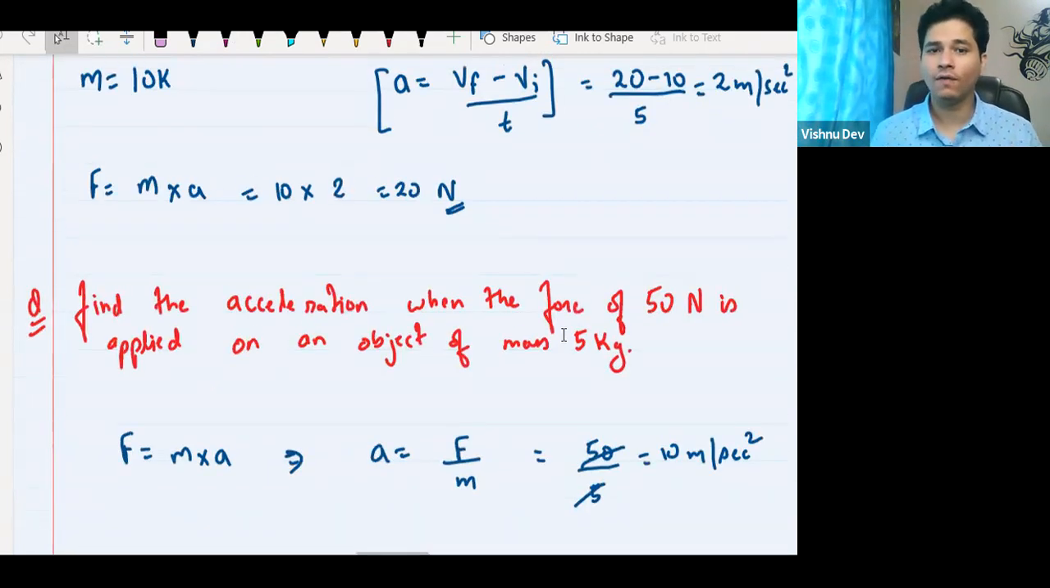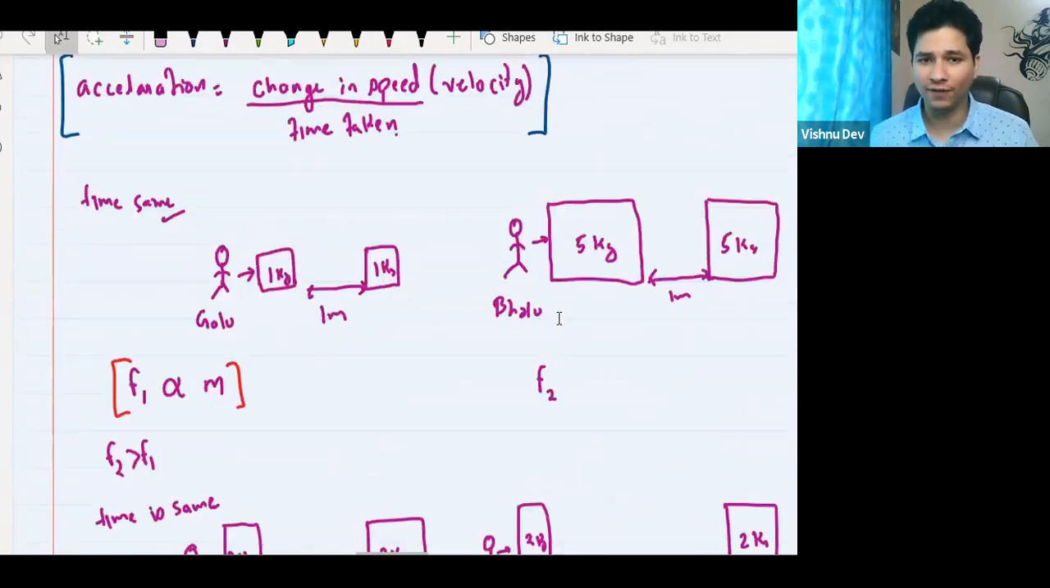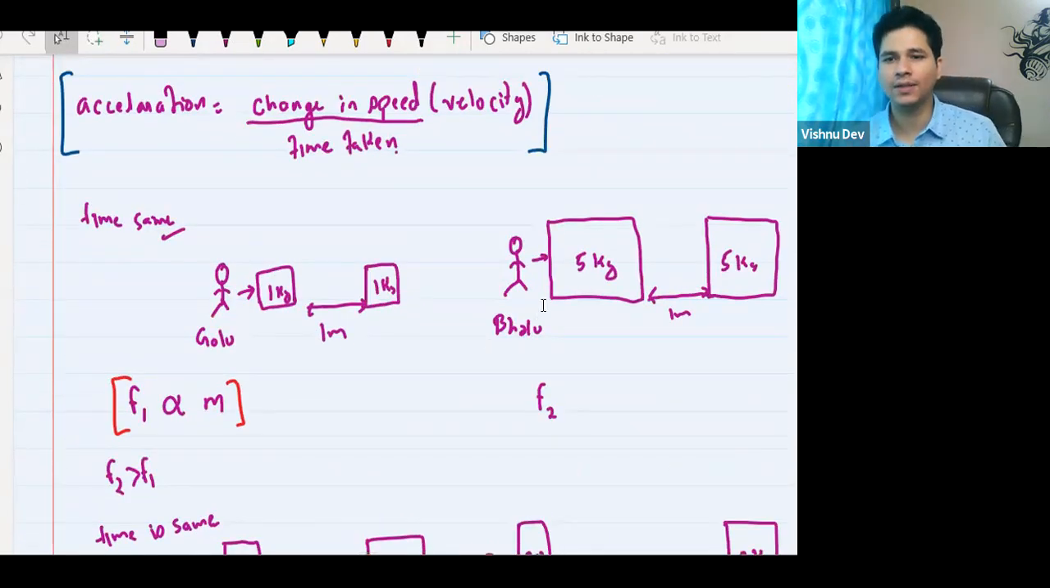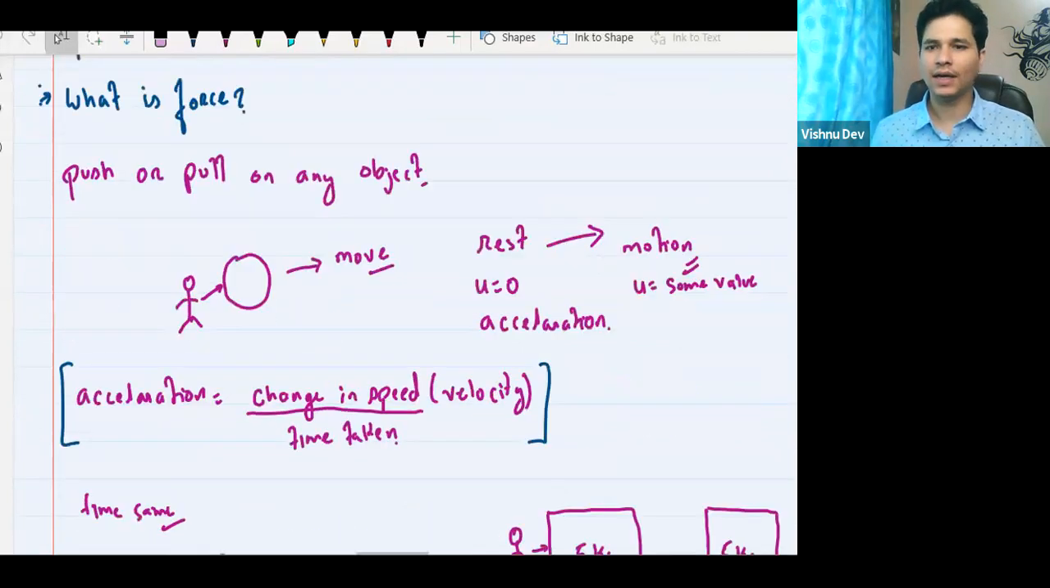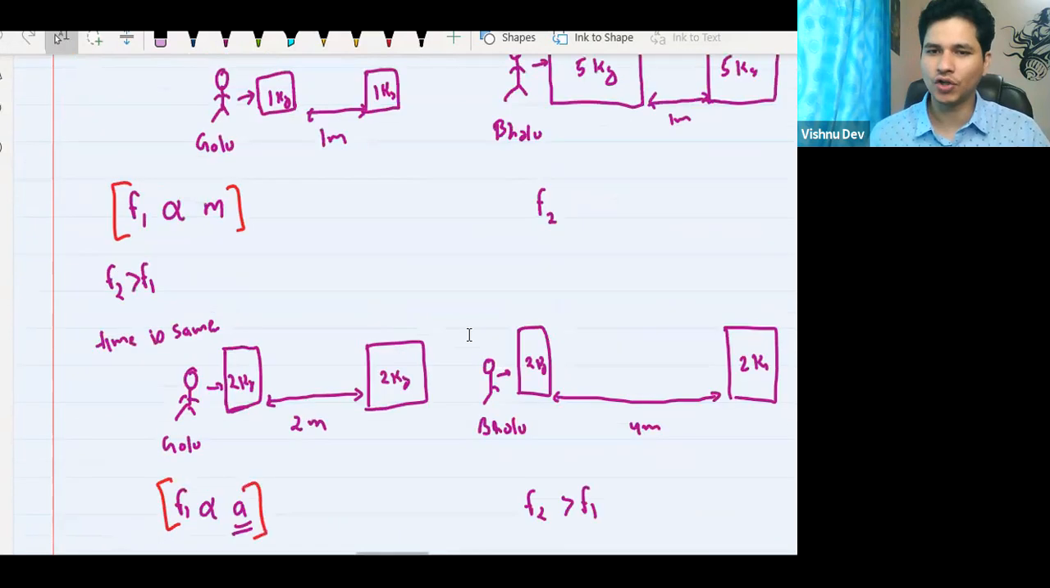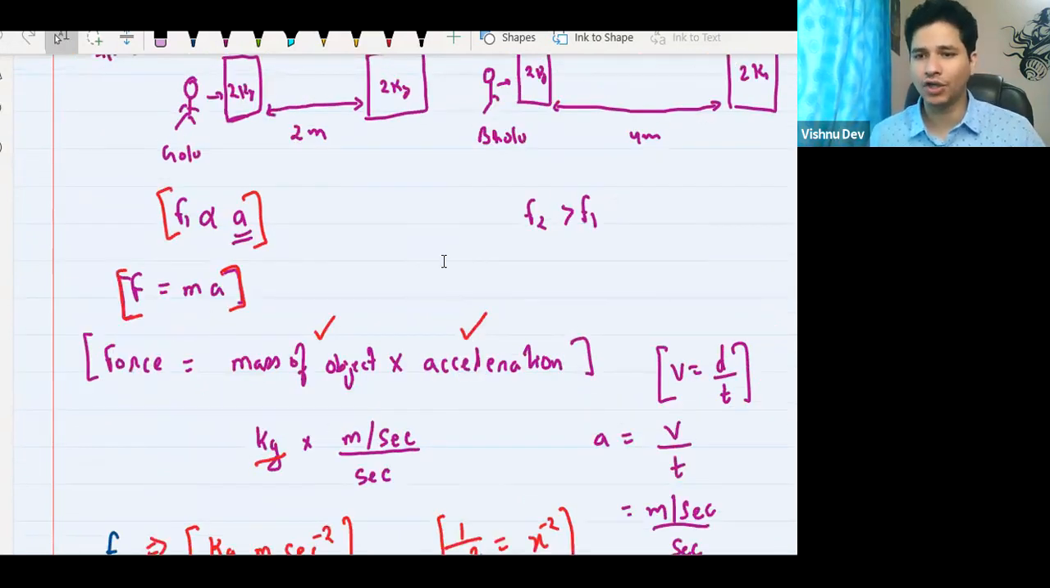In the last class, we talked about force. What is the basic formula of force? Can anyone tell me? Tell me, guys. Mass into acceleration. Message in the chat box. Yes, mass into acceleration. Correct. We have derived it also, using observation, that mass into acceleration gives me force, right?